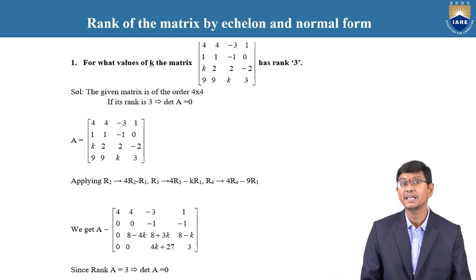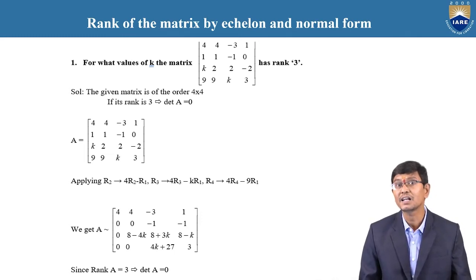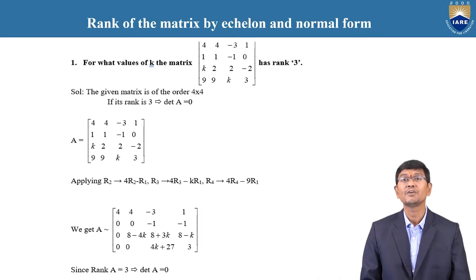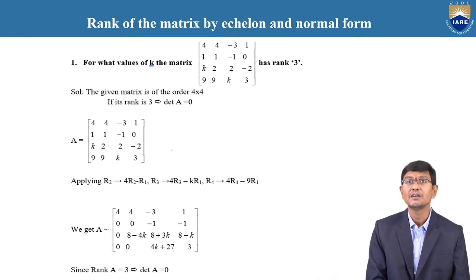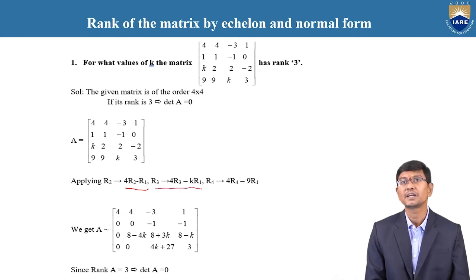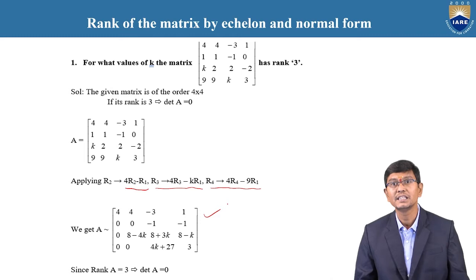whenever the rank of the matrix is 3, the determinant of the 4 by 4 matrix must be equal to 0, since every minor of order greater than 3 is zero. Therefore, we reduce the matrix to echelon form with the row operations R2 minus R1, R3 minus k R1, and R4 minus 9 R1.